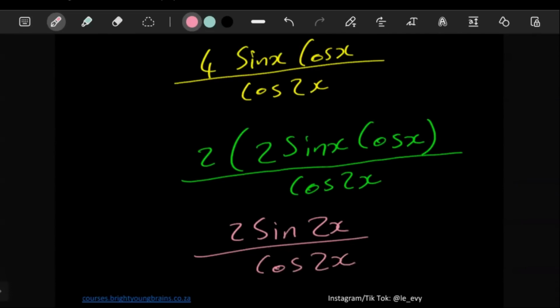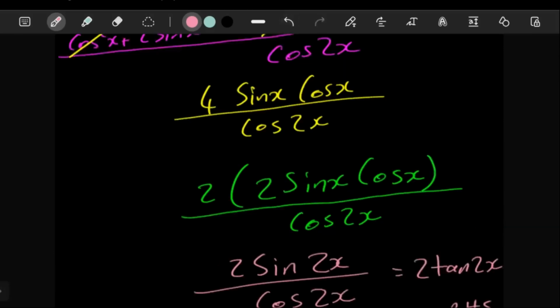There we go. Sine 2x over cos 2x. That is going to be tan 2x. There we go. And then you can say, therefore, left-hand side equals right-hand side. There we go. You see?